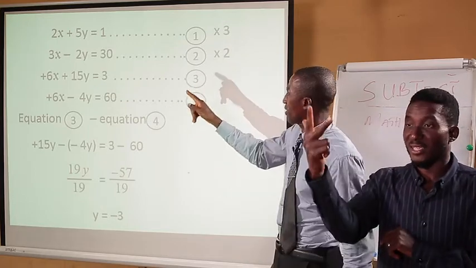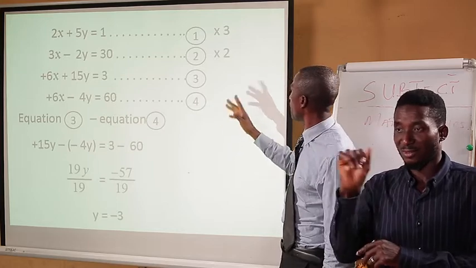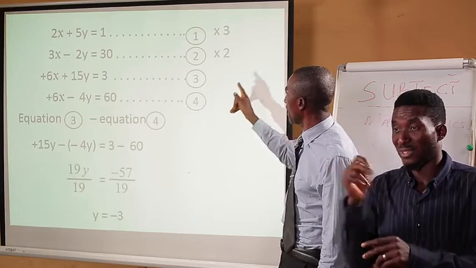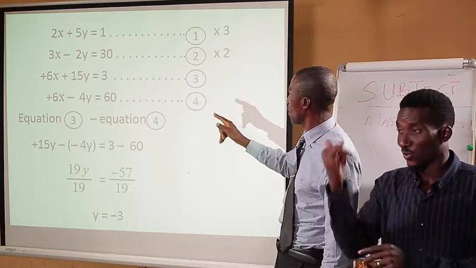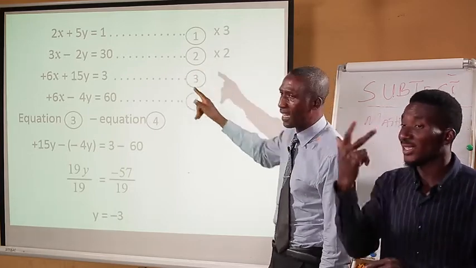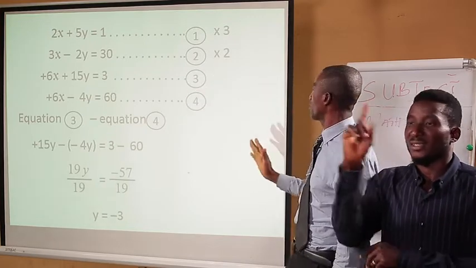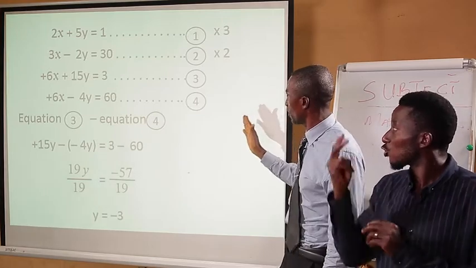Now, 3 times 2x, the answer is 6x. Then 3 times 5y, the answer is 15y. And 3 times 1, the answer is 3. Let's move to equation 2. That is multiplied by 2.